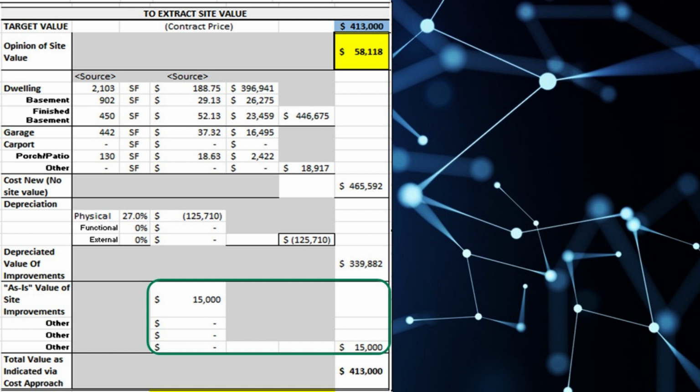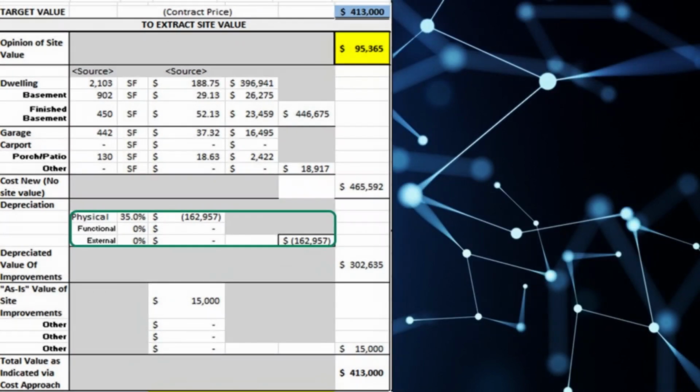In other words, what we're going to do is take the contract price of $413,000, subtract from it the depreciated value of the improvements of $339,882, less the $15,000 in depreciated physical improvements. The remainder is, therefore, the value of the site.